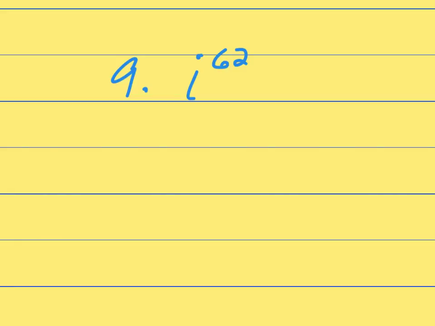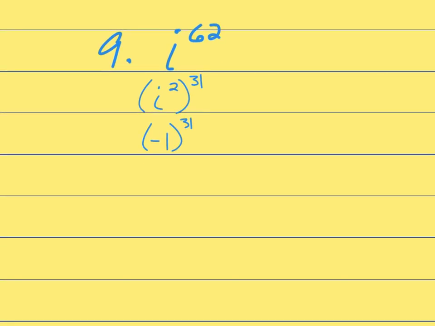Okay, i to the 62. Well, if we did the same thing, this would be i squared, and then that would be 31. We know i squared is -1, so you end up getting -1 to the 31st power. Anytime a -1 is raised to an odd exponent, it's still going to be negative, and so it's just -1. That's your answer.